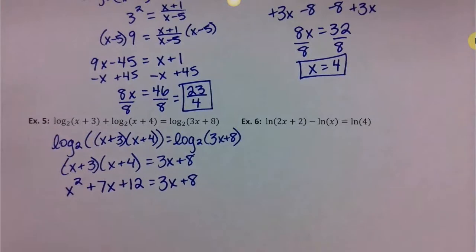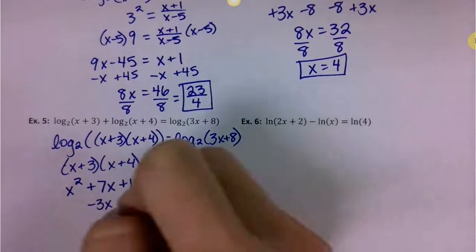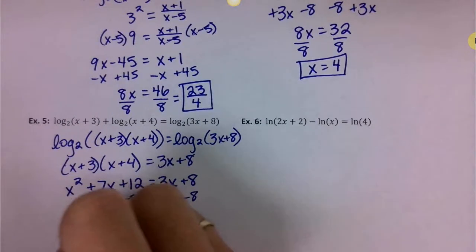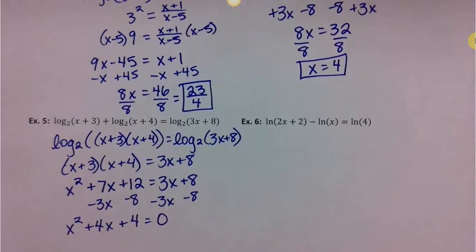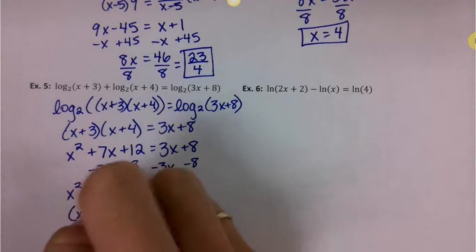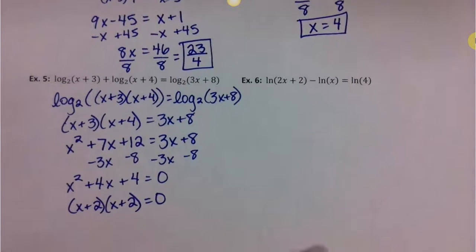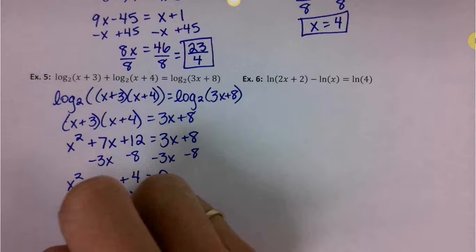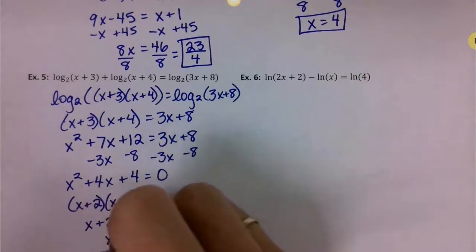Which means we're actually solving a quadratic equation for this one. So we want to get it set equal to 0. We want to subtract the 3x from both sides and subtract the 8 from both sides to get x squared plus 4x plus 4 equals 0. And then this factors nicely as x plus 2 times another x plus 2, or x plus 2 squared. And then at this point we want to set each factor equal to 0 and solve. But since they're the same factor in this case, I only need to use one of them. Just x plus 2 equals 0, which means that x is equal to -2.